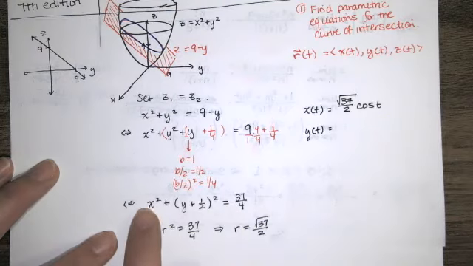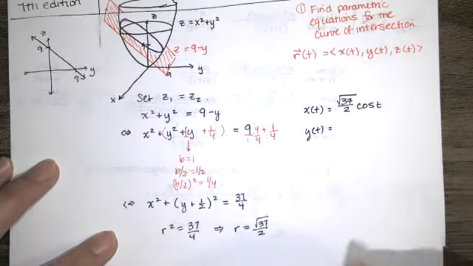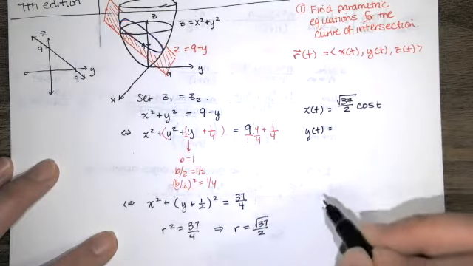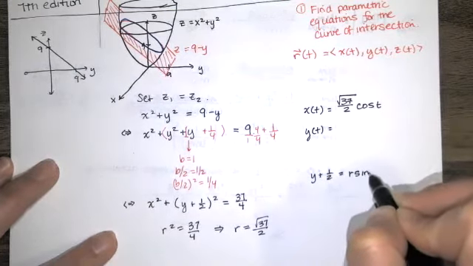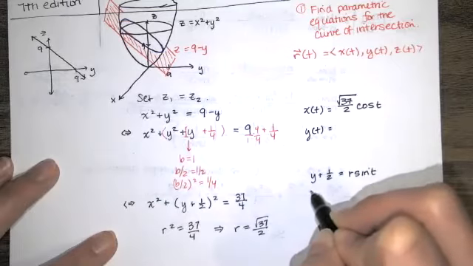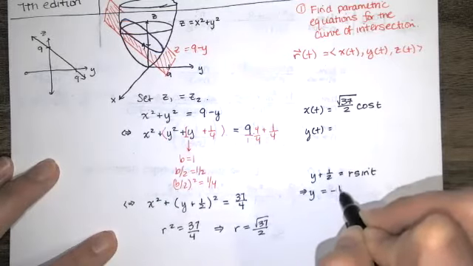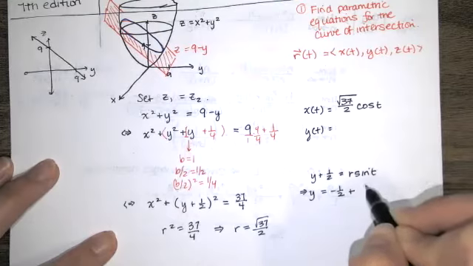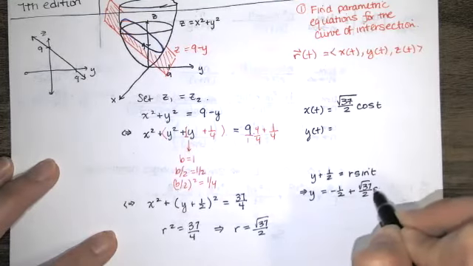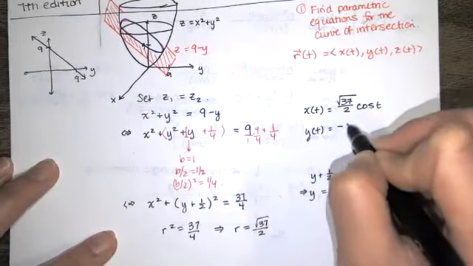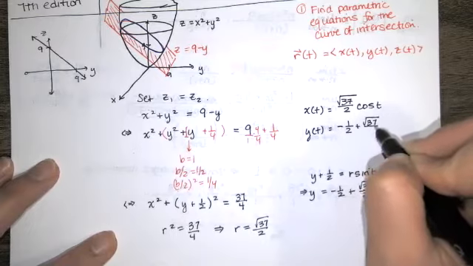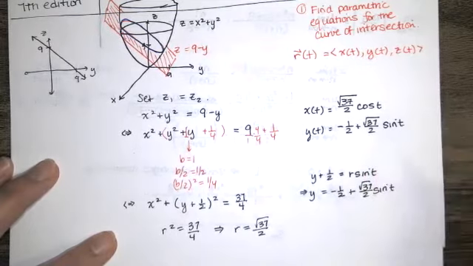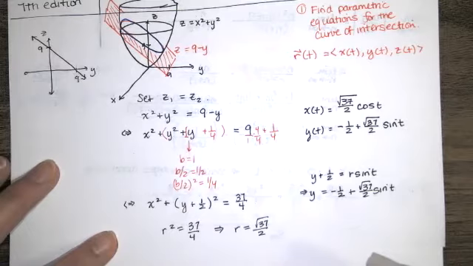Now, for the y value, I want this squared plus this squared to equal r squared. So I need this to be r cosine of t, and then I need y plus 1/2 to equal r times sine of t. So to find the y value, we take that y plus 1/2 and set it equal to r times sine of t. And when we solve for y, we end up with y equals negative 1/2 plus r, which is the square root of 37 over 2 times sine of t. Okay, so that's our x value and that's our y value.